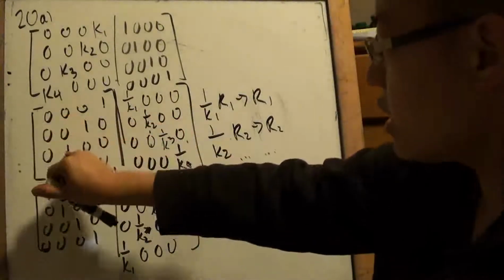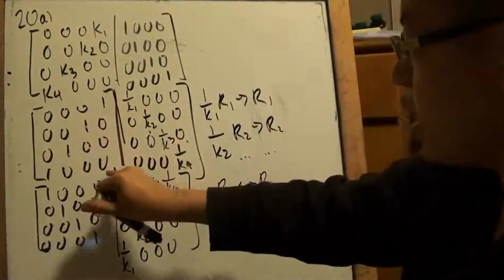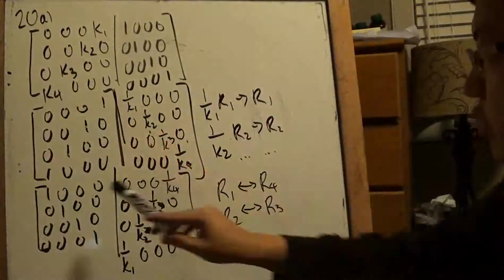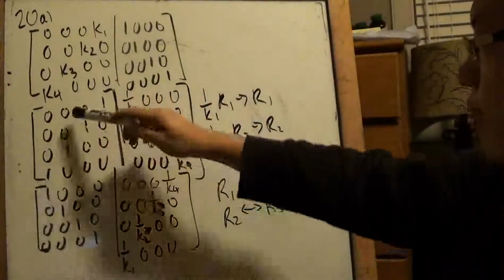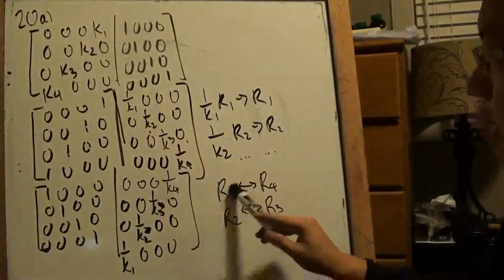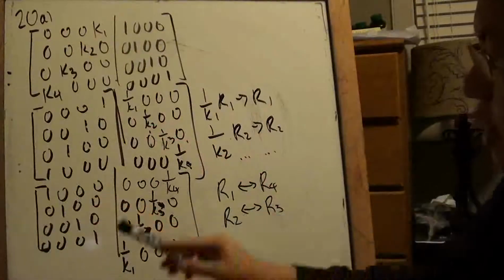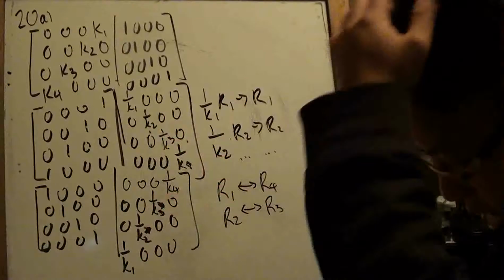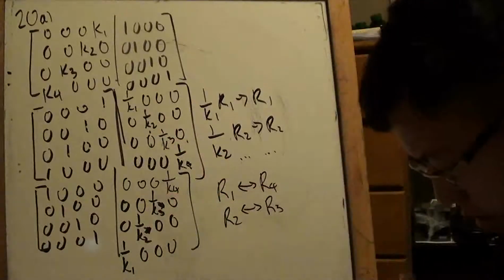So what if this guy goes here, and this guy goes there, and this guy goes here, and this guy goes there? That's essentially what I did. So I changed the row. Row 1 and row 4 will flip. Row 2 and row 3 will flip, as shown here. And then if I do that, I get a nice identity matrix. So this guy must be the inverse.